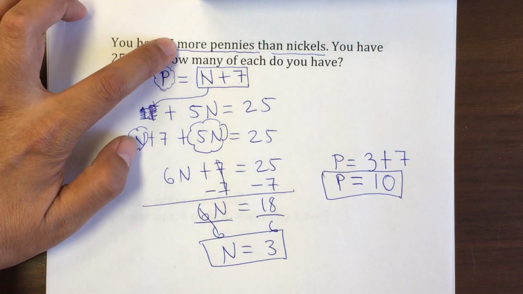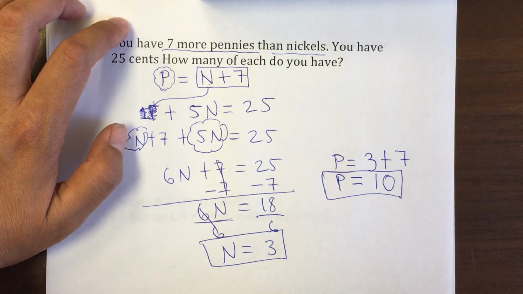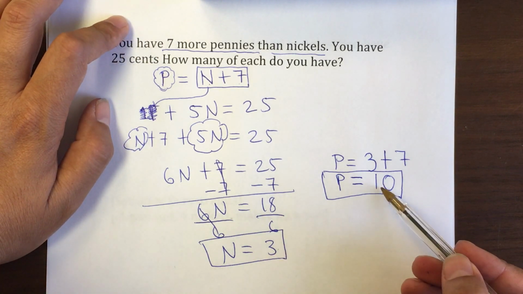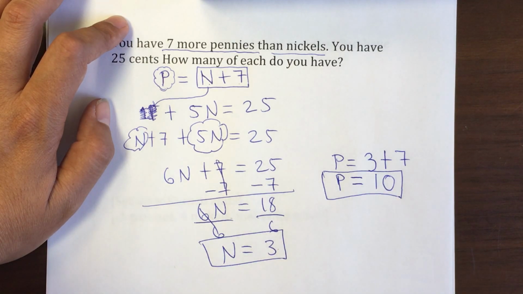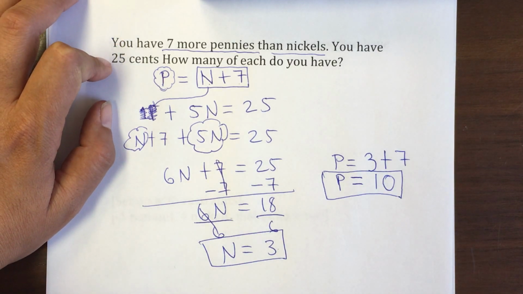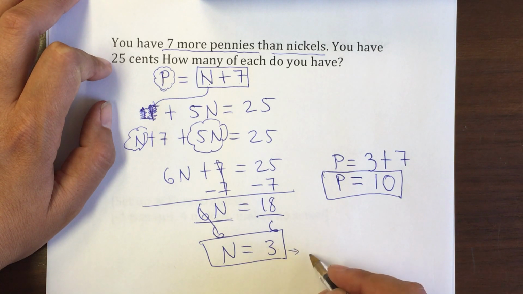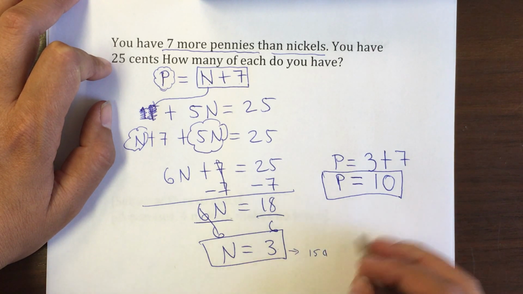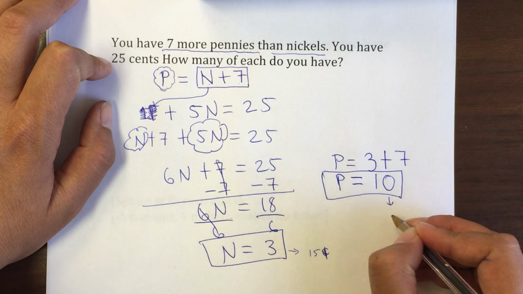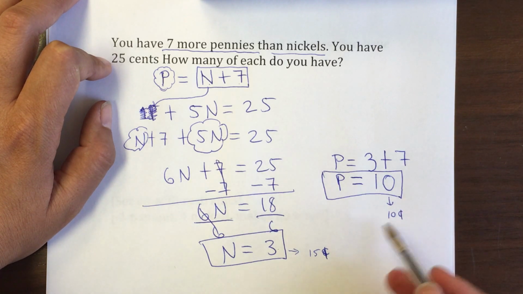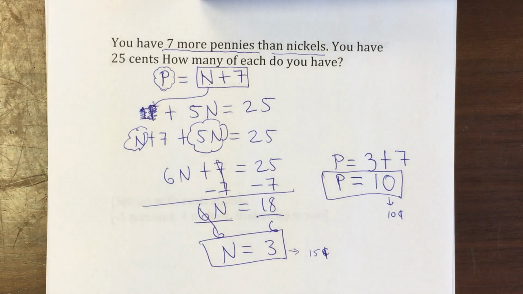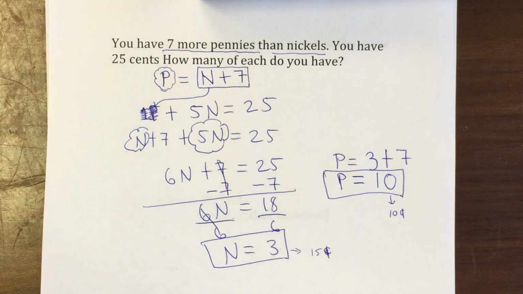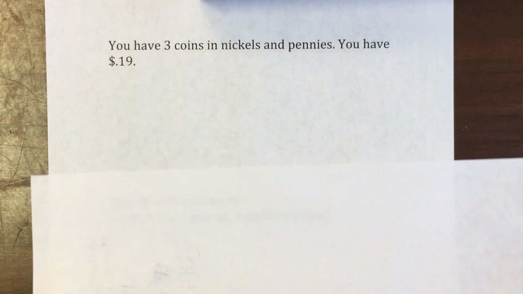Now let's see if it matches with the information we have. It says you have 7 more pennies than nickels. I have 3 nickels and I have 10 pennies. It makes sense. I have 7 more pennies than the nickels I have. You have 25 cents. This is a total of 15 cents. This is a total of 10 cents. Together makes the 25 cents. So yeah, it matches, and therefore we are correct.